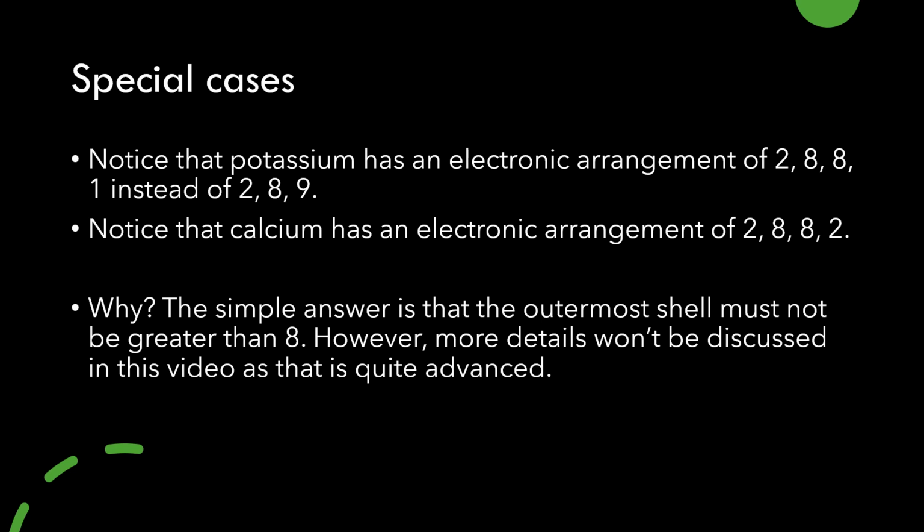You should note that potassium, although its number of electrons is 19, the electronic arrangement is 2, 8, 8, 1 instead of 2, 8, 9. That's the same case with calcium. It has an electron number of 20, but the electronic arrangement is 2, 8, 8, 2 instead of 2, 8, 10. But why? Isn't the third shell's maximum electron capacity 18? This is really a good question, and the simple answer is that the outermost shell must not be greater than 8. However, this is too complicated to be discussed. We will not study this at this level of study.